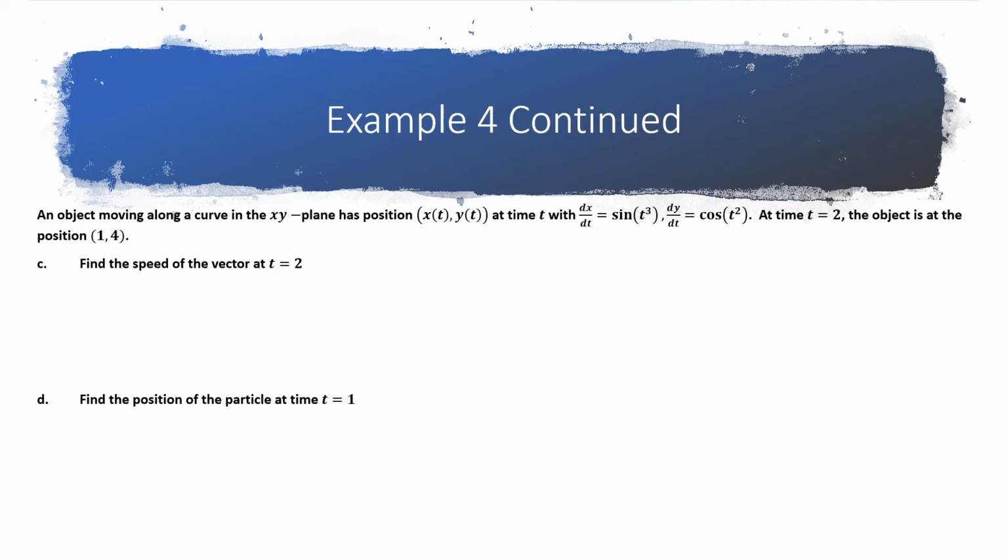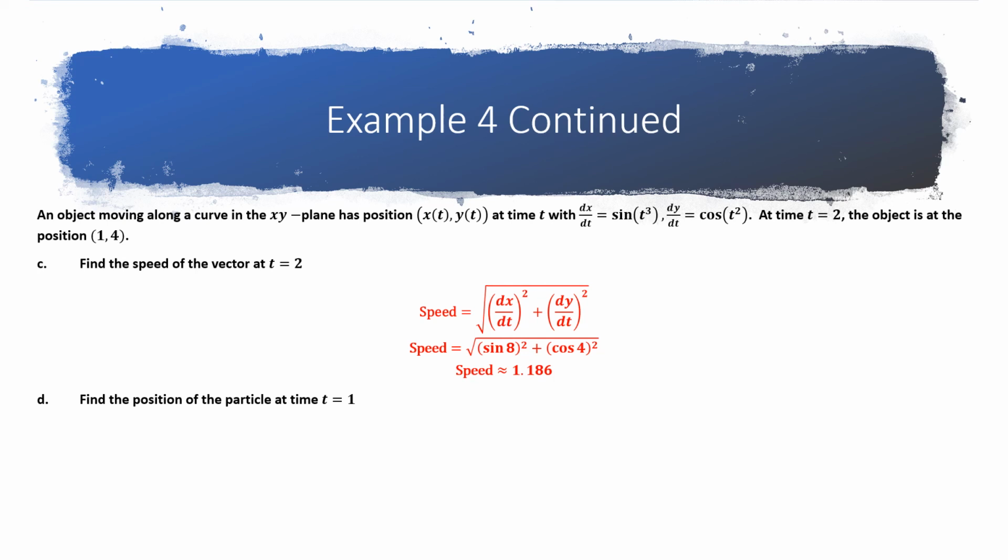All right, so continuing with example 4, it says find the speed of the particle at t equals 2. And so remember, speed is just the magnitude of your velocity. Our velocity function was sine of 8 and cosine of 4 at t equals 2. So speed is going to be the square root of sine of 8 squared plus cosine of 4 squared. Plugging that into the calculator, I get speed approximately equals 1.186.